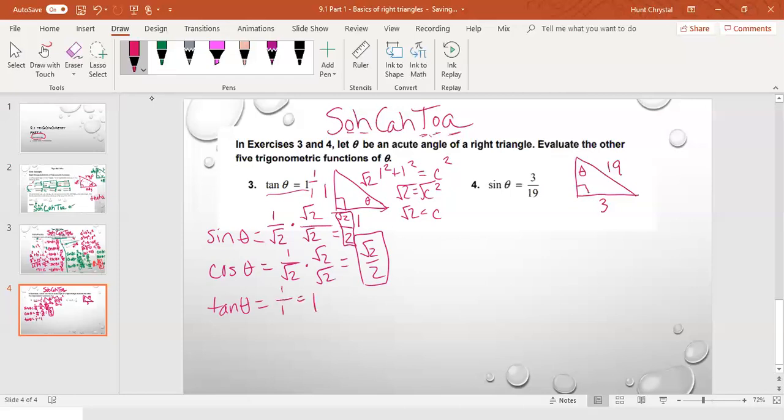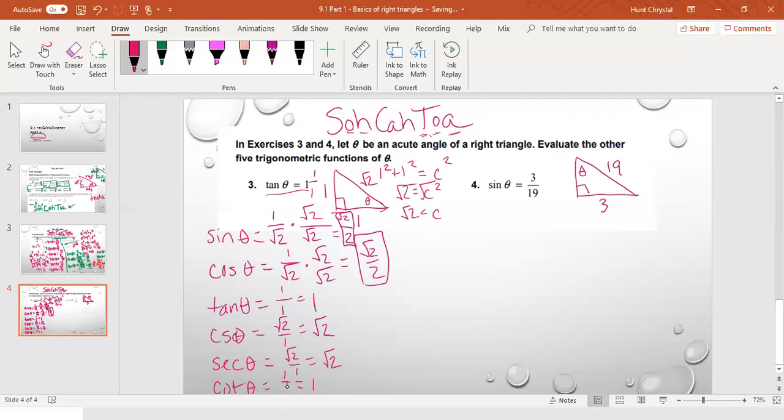And now my other trig functions. Cosecant is the flip of sine. If sine was opposite over hypotenuse, I'm going to do hypotenuse over opposite, which would just be square root of 2 over 1, which is square root of 2. The secant will be the flip of cosine, which is adjacent over hypotenuse. So I'm going to do hypotenuse over adjacent, which gives me the same thing. And then the cotangent is the reciprocal of opposite over adjacent, which would be adjacent over opposite, which is still 1.